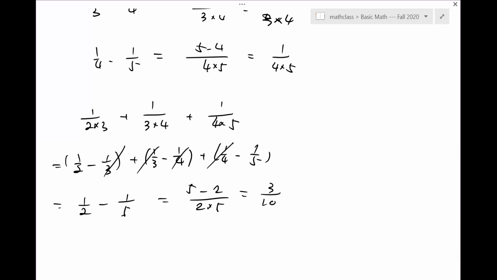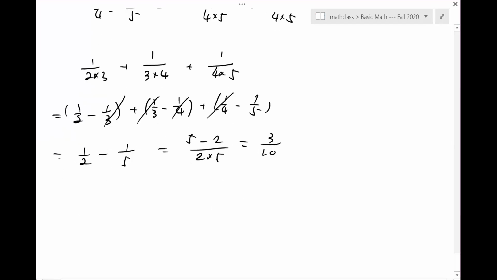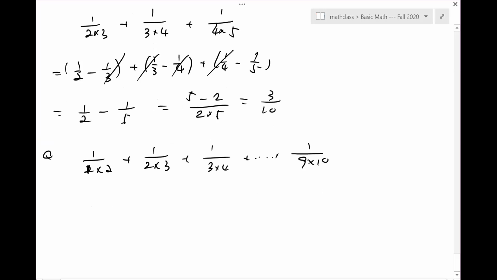And this idea can be used to add many terms together. Right? It's 1 times 2 plus 2 times 3 plus 3 times 4, and so on, until you get 9 times 10. If you really want to do it step by step, adding them together, it's very complicated. So the idea is to separate.